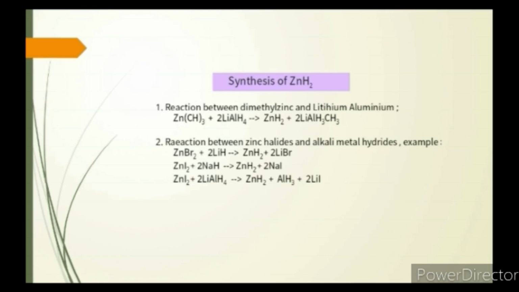For example, zinc bromide reacts with lithium hydride to produce zinc hydride and lithium bromide, or zinc iodide will react with sodium hydride to produce zinc hydride and sodium iodide, or zinc iodide reacts with lithium aluminum hydride, which produces zinc hydride, aluminum hydride and lithium iodide.